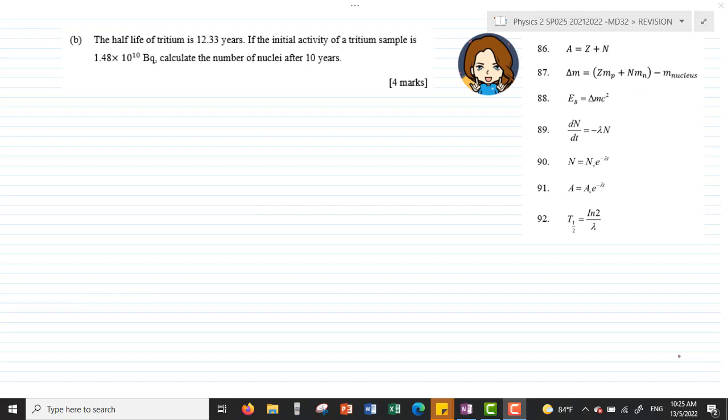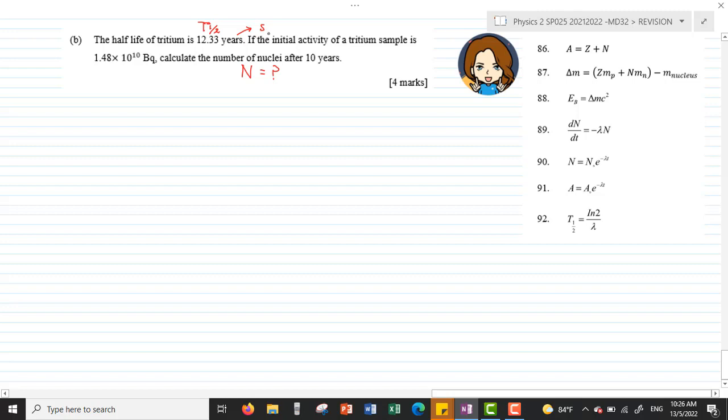So we move on to question B. The half-life of tritium is 12.33 years. If the initial activity of a tritium sample is 1.48 × 10^10 Bq, calculate the number of nuclides after 10 years. So we want to find the number of nuclides, which I represent by N, after 10 years. The question gives us the half-life of tritium in years, so we can change the years to seconds.